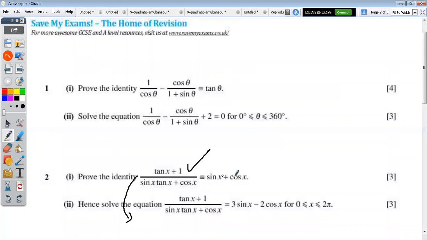We want to go back to this. What is tan? I thought everyone now knew. Tan is what? Sine x over cos x. Yeah, I thought you were going to think like that. Plus 1. So I can sort out this first, then I can sort out that later, or I can sort them at the same time.